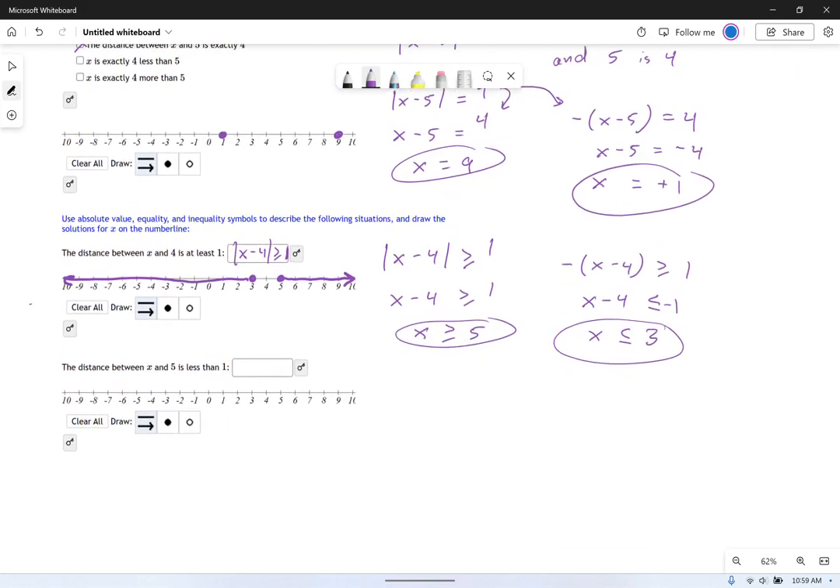Now the last problem right here is very similar. So let's go ahead and just write this. The distance between x and 5, so I've got this absolute value, x minus 5, is less than 1. Less than 1 writes like this. So I make two equations out of that, just like before. x minus 5 less than 1, or negative x minus 5 less than 1. We solve each of these things. I get x minus 5 greater than negative 1, and x greater than 4 from the looks of it, whereas over here x is less than 6.